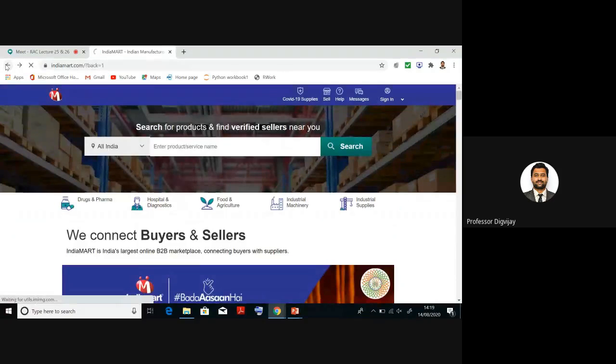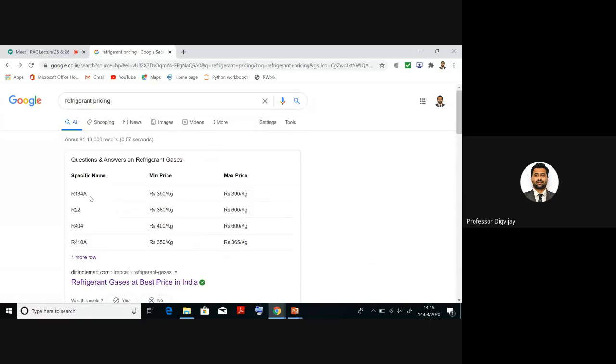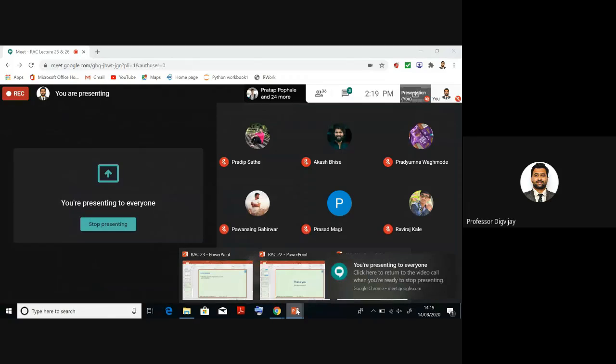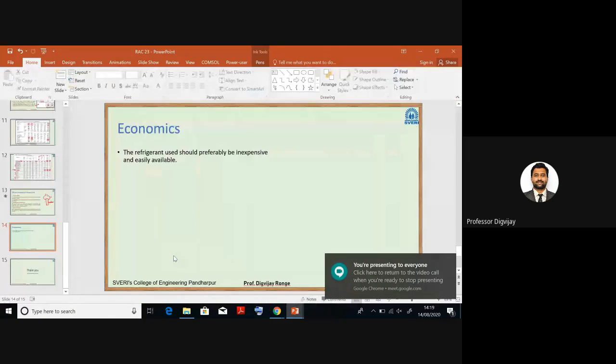They have given it in the form of a table also here. If I buy R134A, it is like 390 per kg. R22 it is 380 per kg. R404 it is 400 per kg. R410A it is priced at 350 per kg. So you can say that refrigerants are priced on an average 400 per kg. So if the cylinder is a 15 liter cylinder, then 15 into 400 will be the price of that refrigerant cylinder. So that was about the pricing and economic considerations.